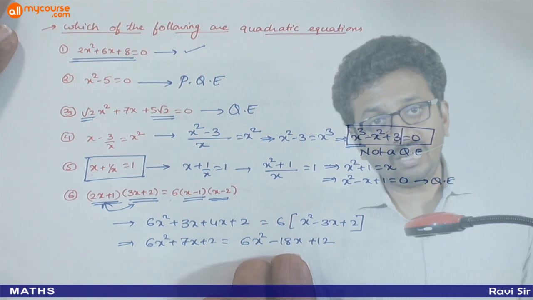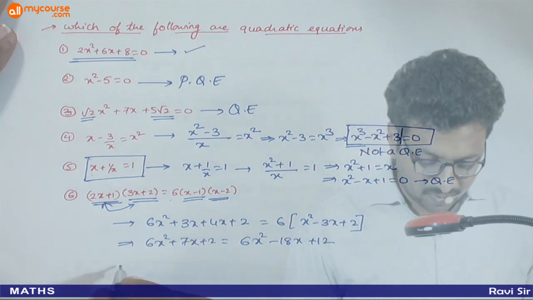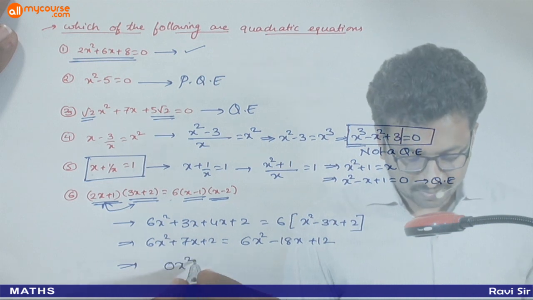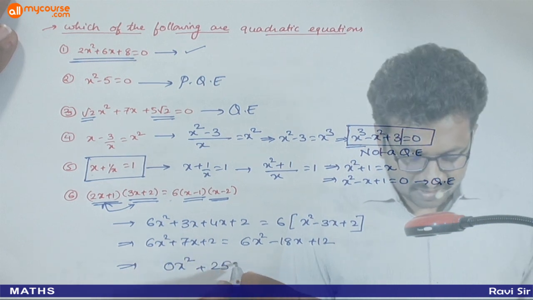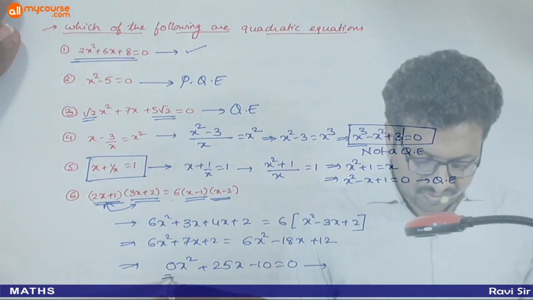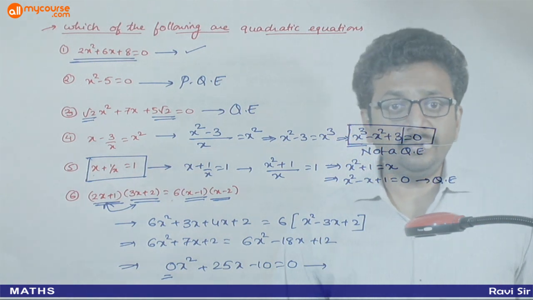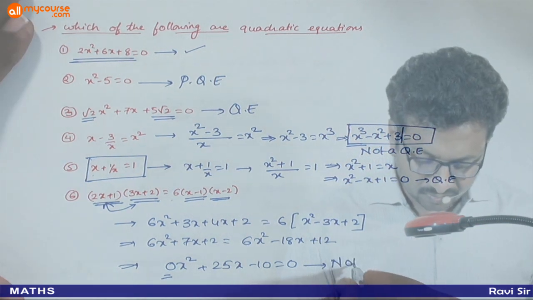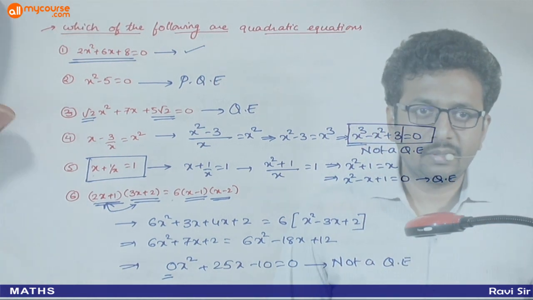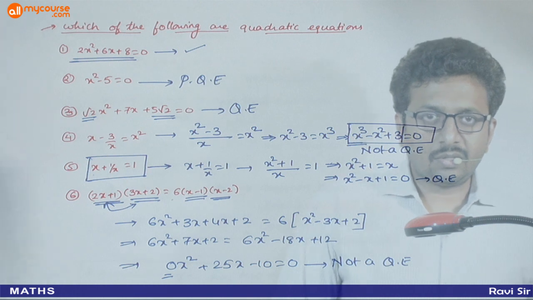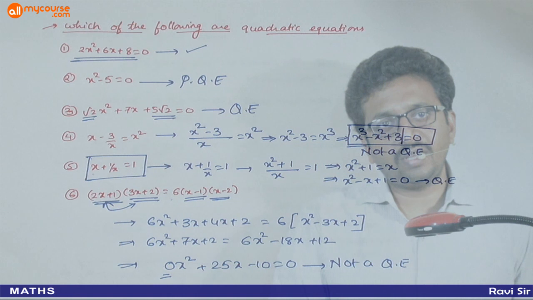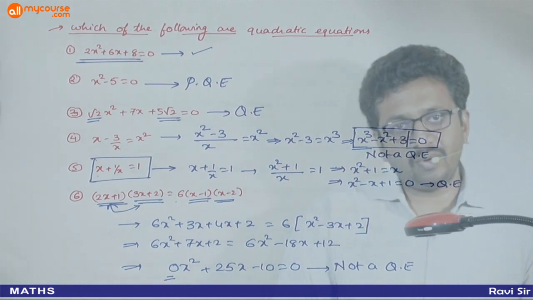If you bring every term onto one side of equality, 6x square minus 6x square cancel, that is 0x square plus 25x minus 10 is equal to 0. So as you can see, the coefficient of x square has become equal to 0. That means this is not a quadratic equation. So I hope you understand how to categorize whether a given equation is a quadratic equation or not.